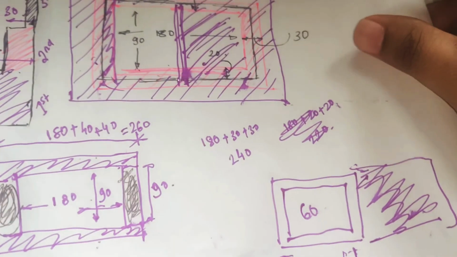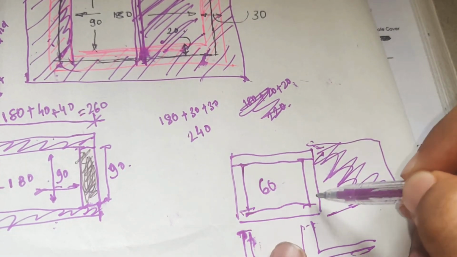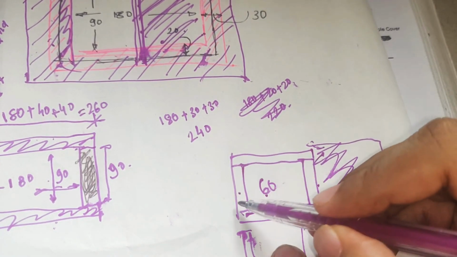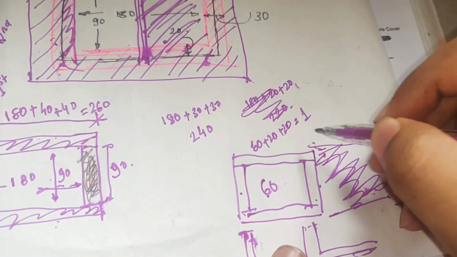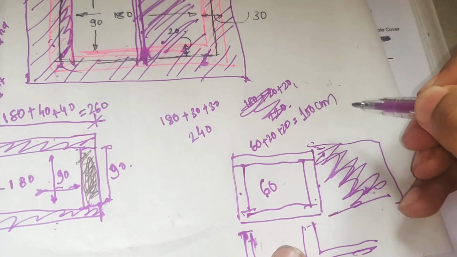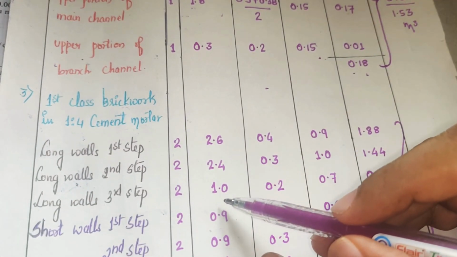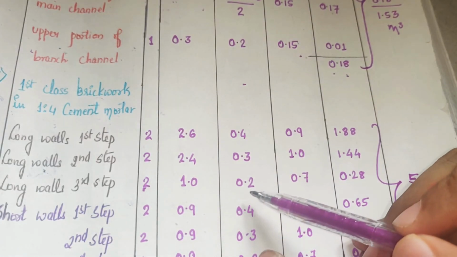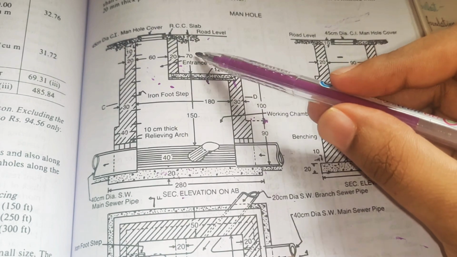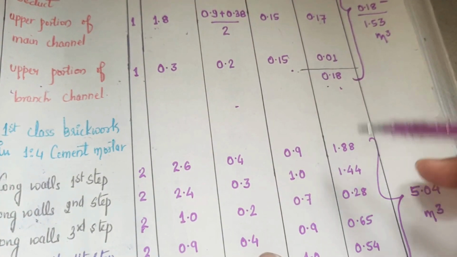Now if I have to divide this into long wall and short wall, I'll join these lengths. So this is 60 plus 20 plus 20, which is 100 centimeter, or 1 meter. We have two such walls. The thickness is 0.2 and the height, as you can see here, is 70 centimeters. So it is 0.7. So we got the quantity for the long wall.